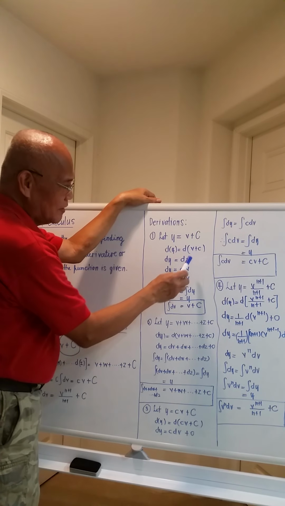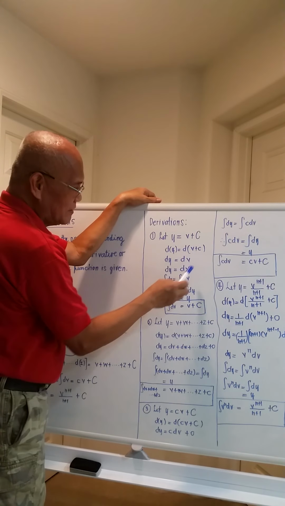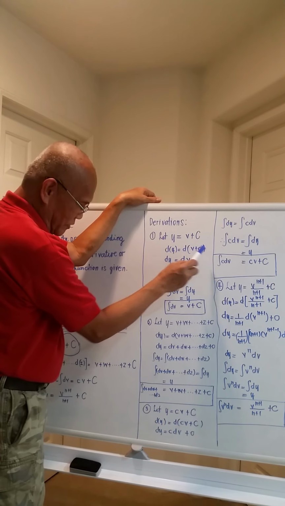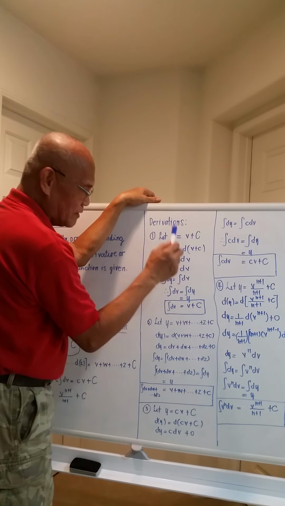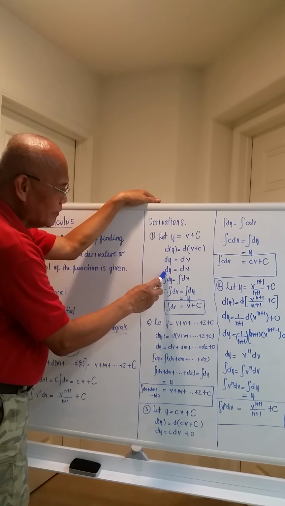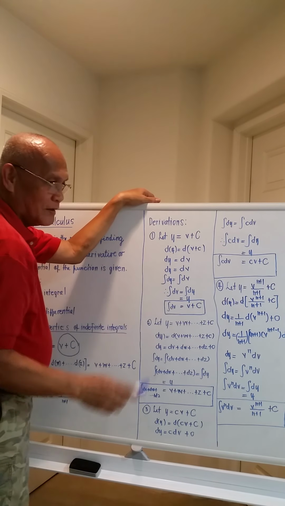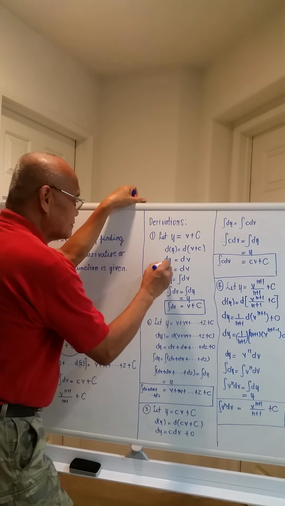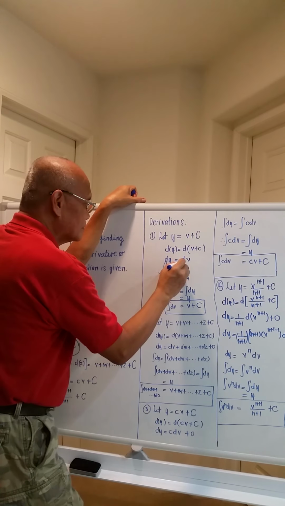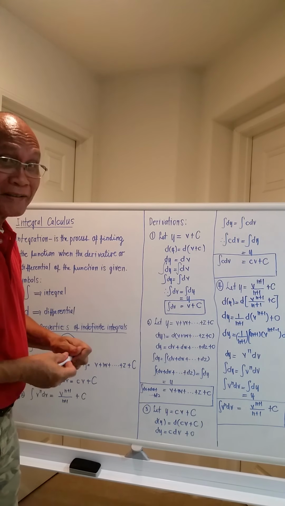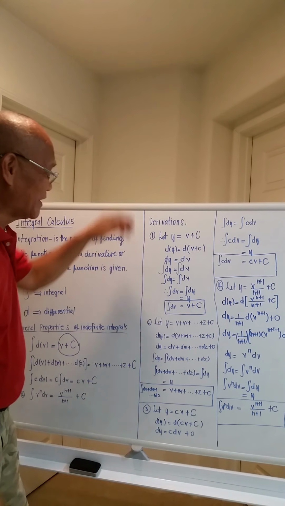The function on the right is b plus c. The derivative of b is just dv. The derivative of c is 0, or just simply dv. Therefore, dy now is equal to dv. Take the integral of both sides. Okay, we are now integrating. That's why our topic is integral calculus.